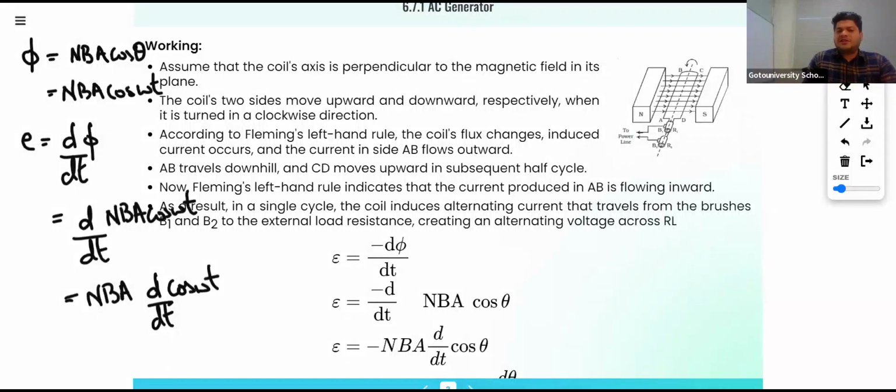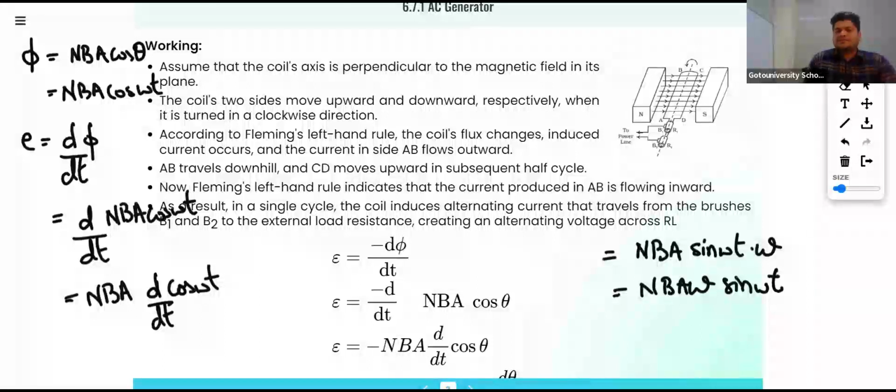What is the derivative of cos theta? Minus sine theta. So this will be equal to NBA, the derivative of cos omega t is sine omega t, and the derivative of omega t is omega. So this will be NBA omega sine omega t. You will take the minus sign outside. Or else, if you had taken the minus sign here by Lenz's law, you would have got the value as plus here. So E is equal to NBA omega sine omega t.